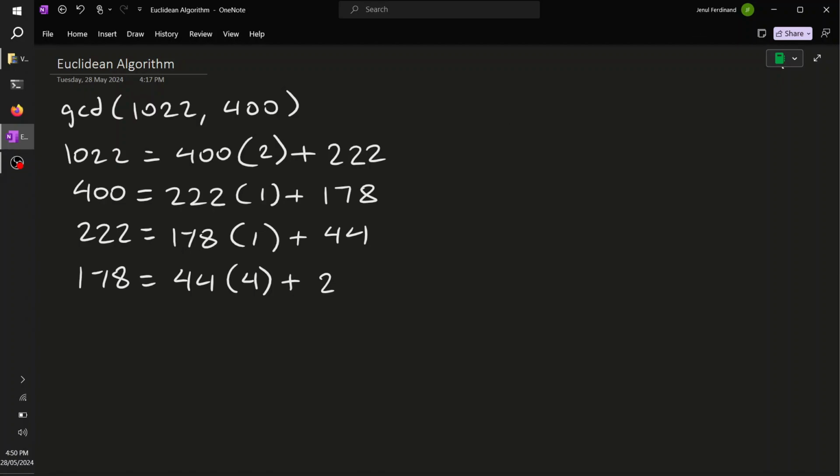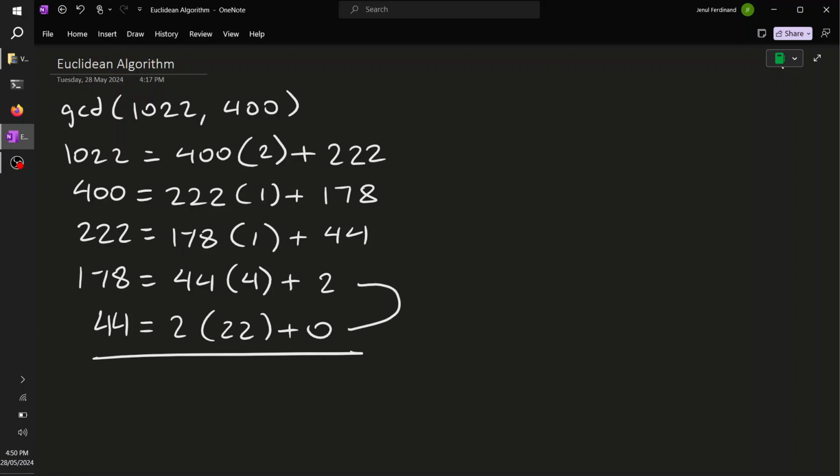Now 44 goes on the left again, 2 goes on the right. How many times does 2 go into 44? It goes in 22 times, and the remainder is 0. So now we know to stop. And to figure out the GCD, we go up one line and this is the GCD right here, it's 2, so the GCD is 2.